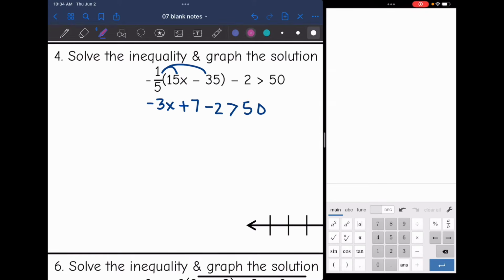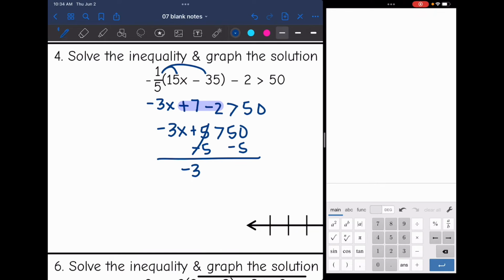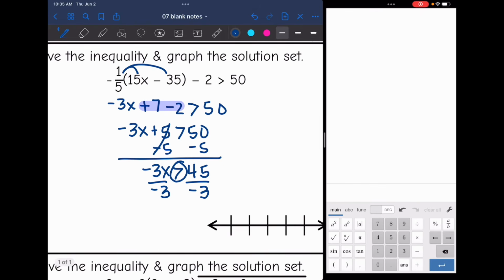Okay, next thing I need to do to simplify here is combine like terms. So I get negative 3x, and then 7 minus 2 is 5, is greater than 50. And then I'm going to subtract 5 from both sides, and I get negative 3x is greater than 45. And then I divide by negative 3. And I'm dividing by a negative, so I have to flip the inequality sign, and I get x is less than negative 15.